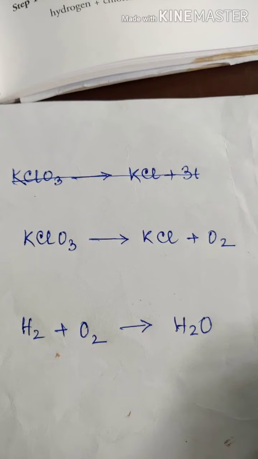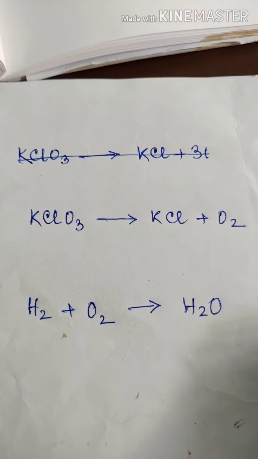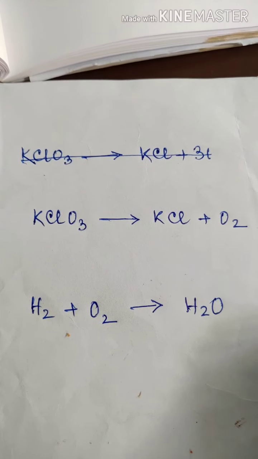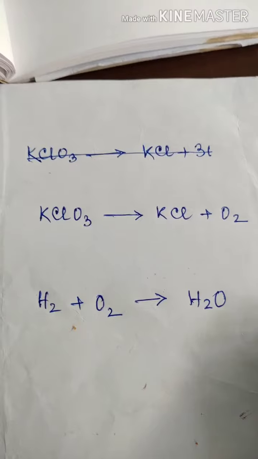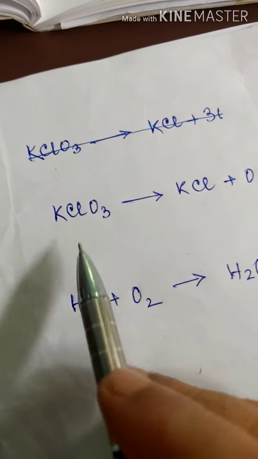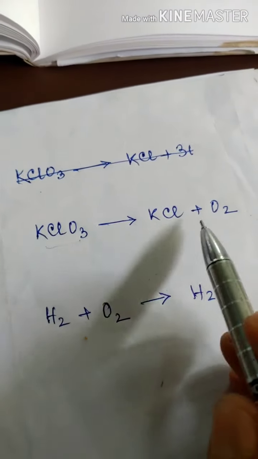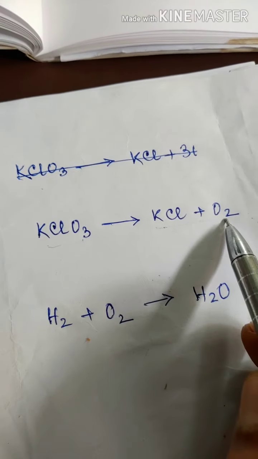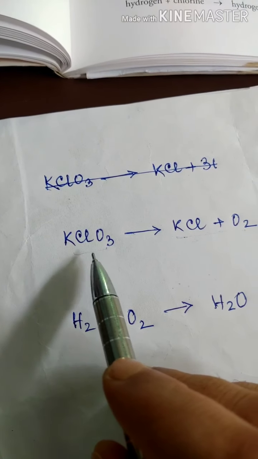Now we will learn how to balance a chemical equation. Now the question is why we have to balance a chemical equation? Because according to scientist Antoine Lavoisier, the total mass can neither be created nor destroyed during any chemical reaction. So in any chemical reaction, the total mass of the reactants will be equal to the total mass of the products. So for this we have to balance a chemical equation.